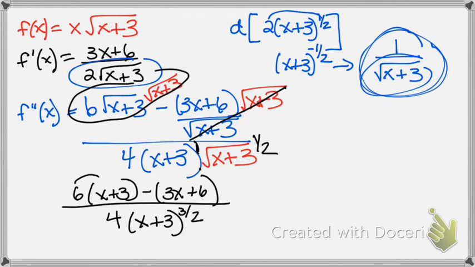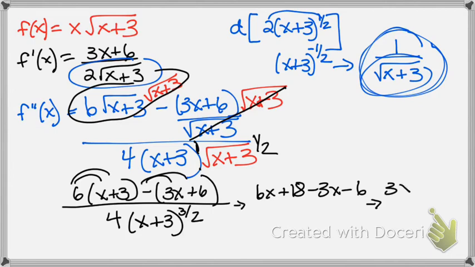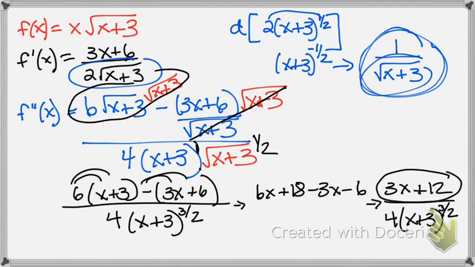Now all we need to do is distribute and combine like terms. So when I distribute, I get 6x + 18 minus 3x minus 6, which would give me 3x + 12 in the numerator, and the denominator is the same. And that is my second derivative. I can factor out a 3 right here, but I don't have to. So let me clean it up so that I can now do my second derivative sign chart.